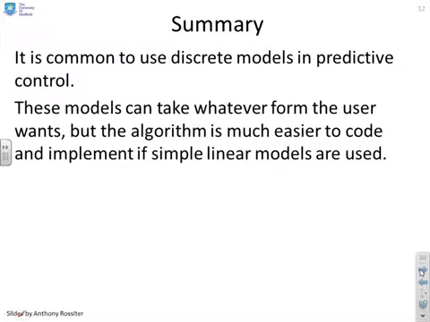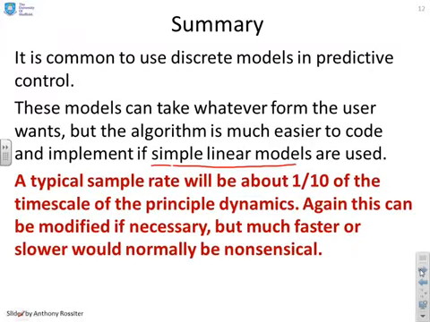So in summary, it's common to use discrete models in predictive control. And these models can take whatever form the user wants, your convenience. But the algorithm is easy to code and implement if you use simple linear models. Now, a typical sample rate is going to be around 1/10 of the time scale of the principal dynamics. Again, that's fairly loose. You can modify that if necessary, but generally speaking, if you go much faster, you're wasting your time, and if you go much slower, you're sacrificing performance significantly.